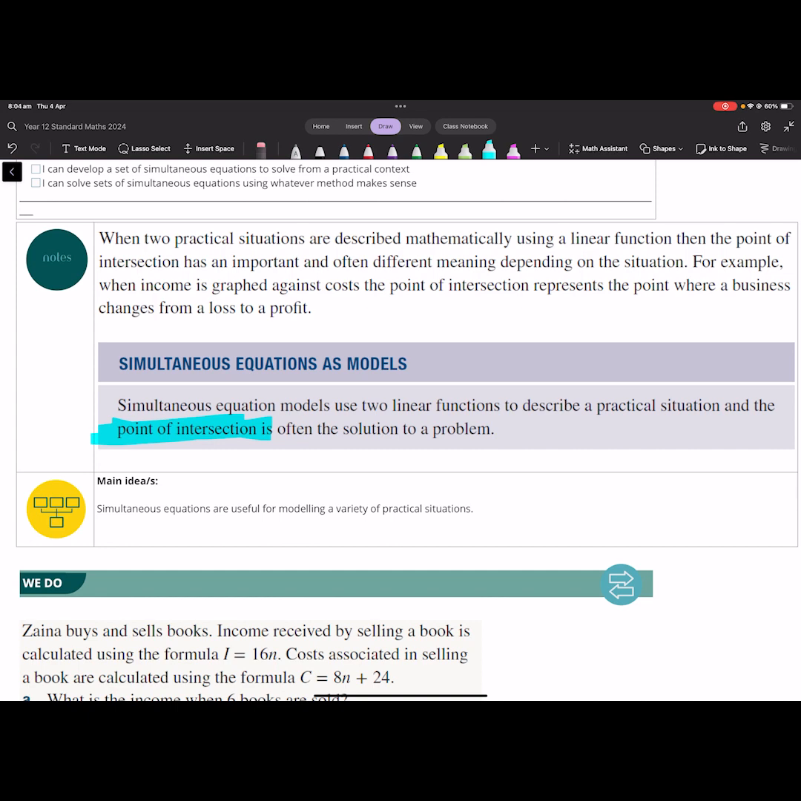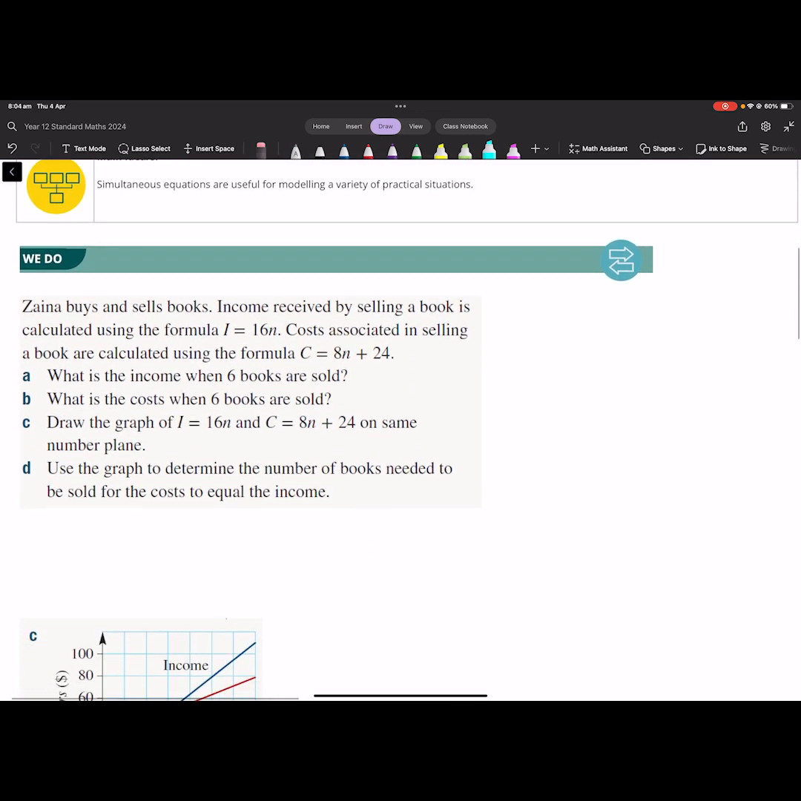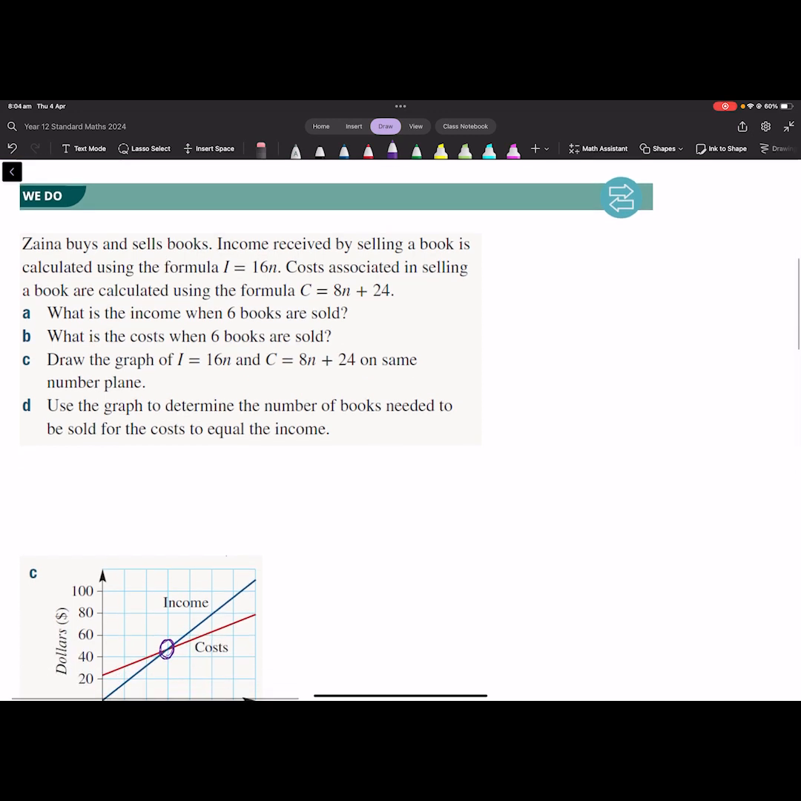But sometimes we're going to have to figure out what their equations even are by looking at the practical situation in the question. Let's jump into some examples. This is a pretty straightforward kind of question because it gives you the two equations. You've got our friend here buying and selling books.